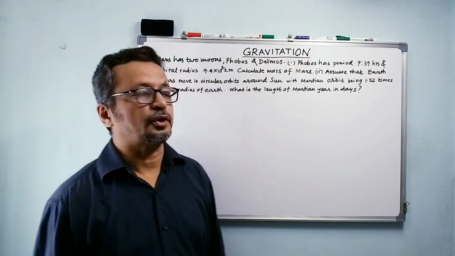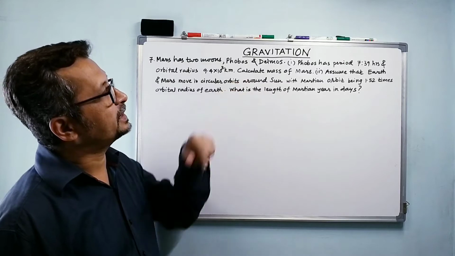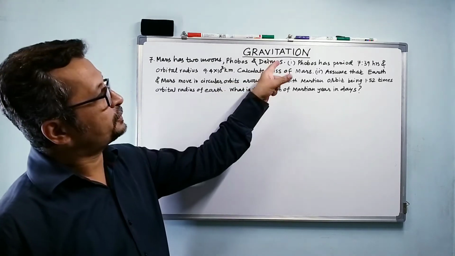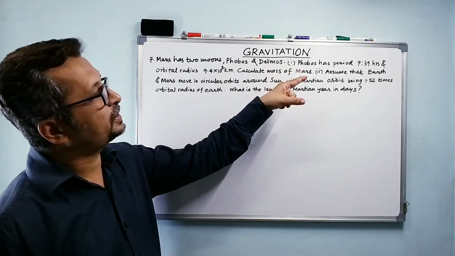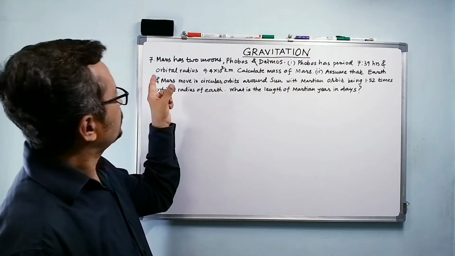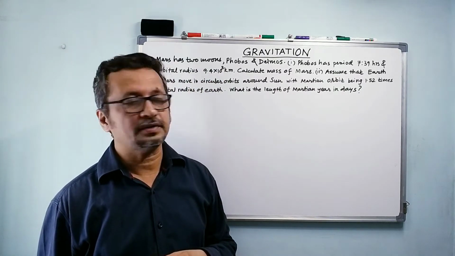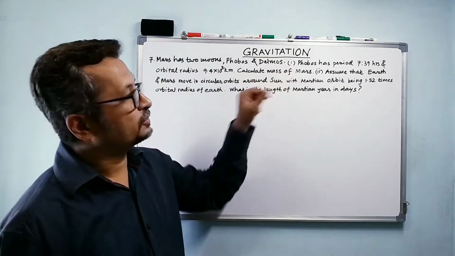Now over to this new problem. Mars has two moons, Phobos and Deimos. Now part 1 of this problem. Phobos has a period of 7 hours and 39 minutes and an orbital radius of 9.4 into 10 raised to power 3 kilometer. Calculate the mass of Mars.